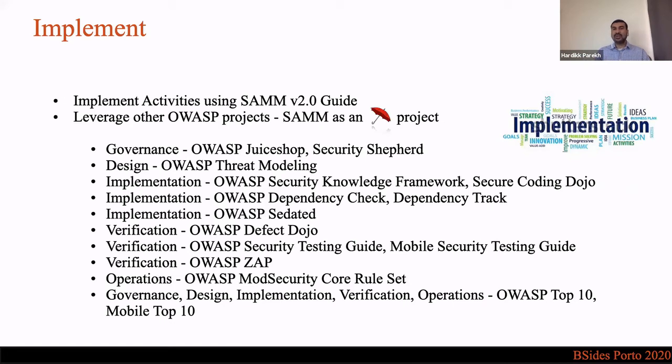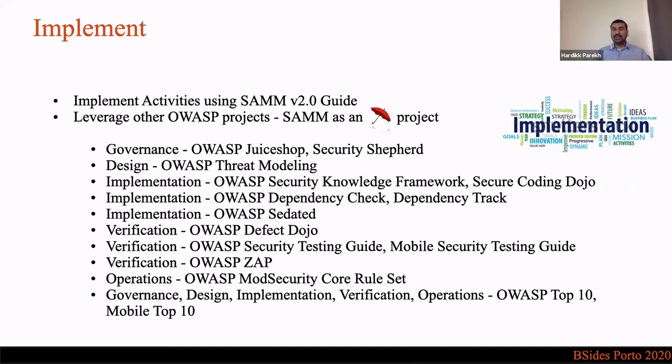Leverage other OWASP projects as well. Like I gave some examples of some of the other OWASP projects that you could leverage as part of the implementation. But this is a very small subset of OWASP projects. OWASP has almost about 200 open source security projects. So it's full of rich information. And I highly encourage you to go and visit OWASP in general and see what are some of the projects that you can leverage as part of the implementation.